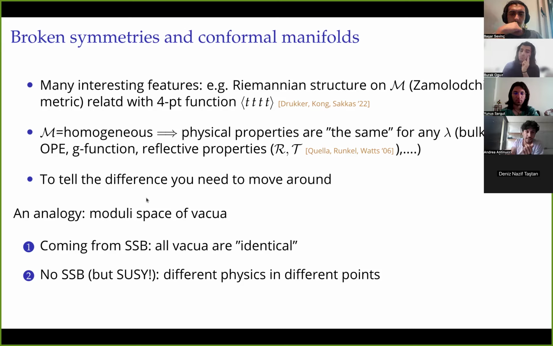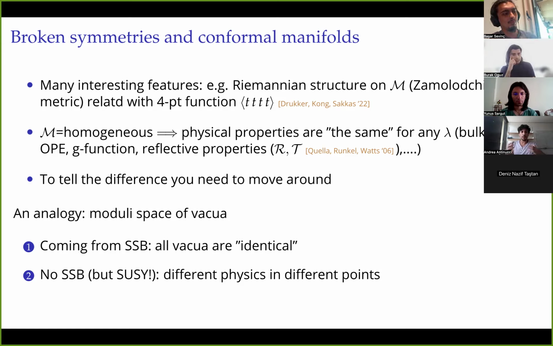And another aspect, like the g function, which is an effective measure of the number of degrees of freedom living on the defect, is constant along this conformal manifold. And also the reflective properties that I will discuss a little bit in the following, that basically tell you what happens when you throw something against the defect, whether it will be reflected or transmitted, how much will be reflected and how much will be transmitted. All these properties are constant along this conformal manifold.